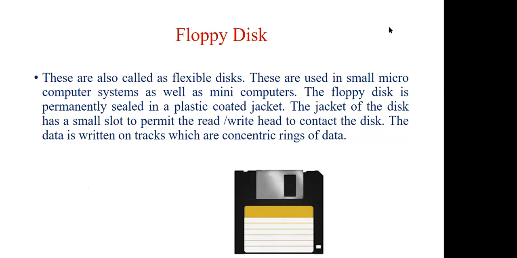Now you have another type, that is the floppy disk. In the earlier days, we used to have this disk called a floppy disk. These are also called flexible disks. These are used in small microcomputer systems as well as minicomputers. The floppy disk is permanently sealed in a plastic coated jacket. The jacket of the disk has a small slot to permit the read-write head to contact the disk. The data is written on tracks, which are concentric rings of data.